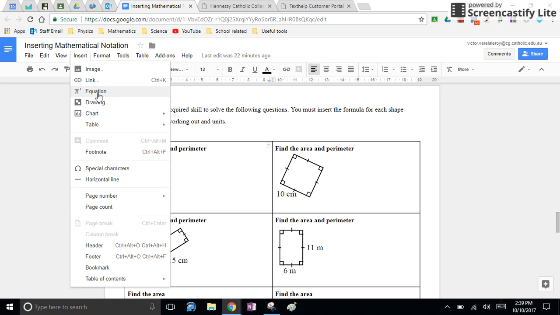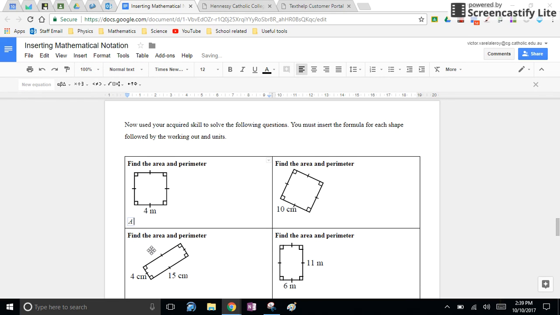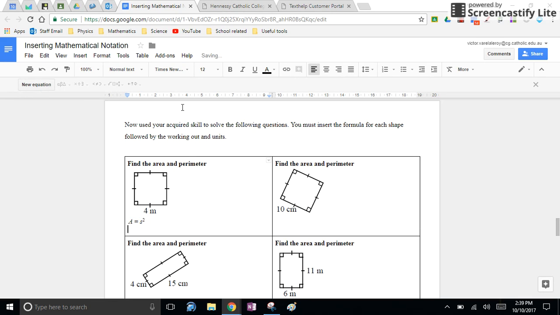So insert equation, and the area of a square is A equals, and we need to put side. Use the cursor to move across squared. So there's a formula which you already have done. Then if you move the cursor across, you can get out of it, press enter to write down the next step.